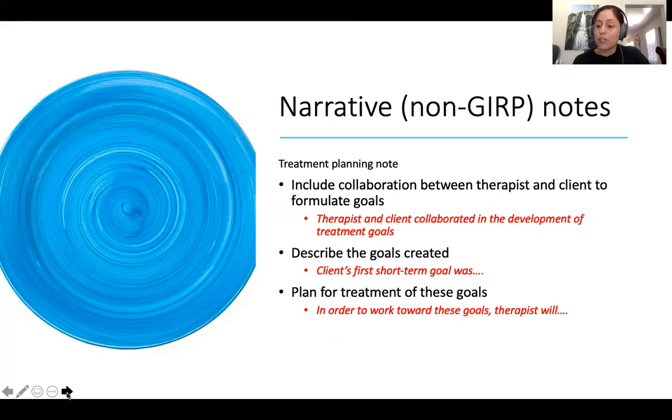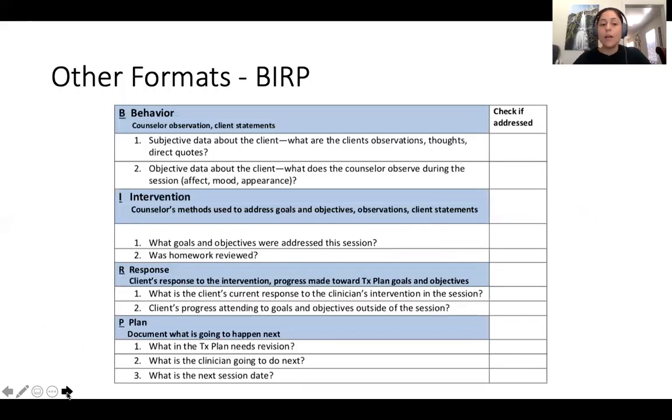And then the plan for the treatment of these goals. This could include some of your interventions and some of what the client says they would do in the client's role. So it could start off with, in order to work toward these goals, therapist will, and then explain, and then client will, and explain. And then your plan is going to include, are you having another treatment planning session, or are you starting up with treatment next?